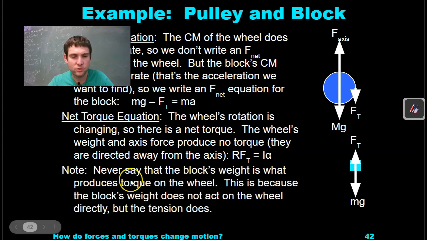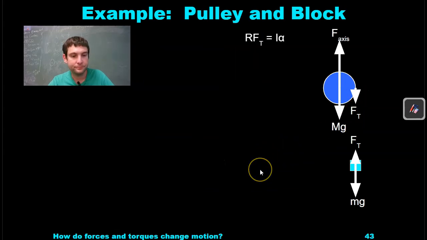Never say the block's weight is what produces a torque on the wheel. This is because the block's weight does not act on the wheel directly, but the tension does. If it was just the block's weight, then that means that this string has no tension in it, and that just doesn't make sense. Instead, we're looking at exactly where the contact is happening. That tension force is pulling down on the pulley, generating that torque.